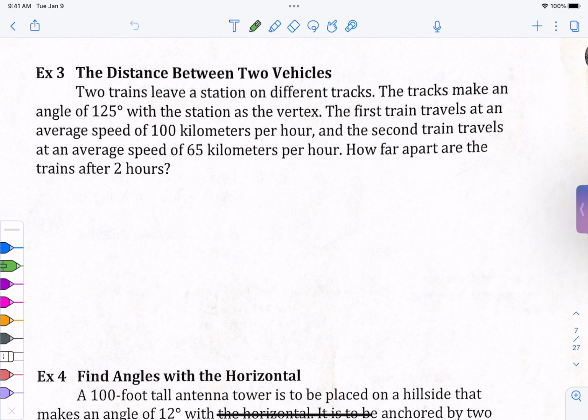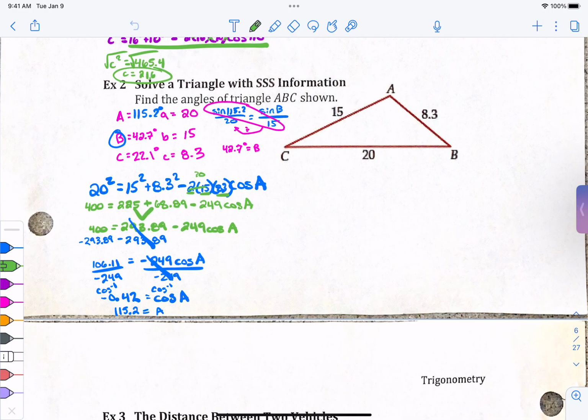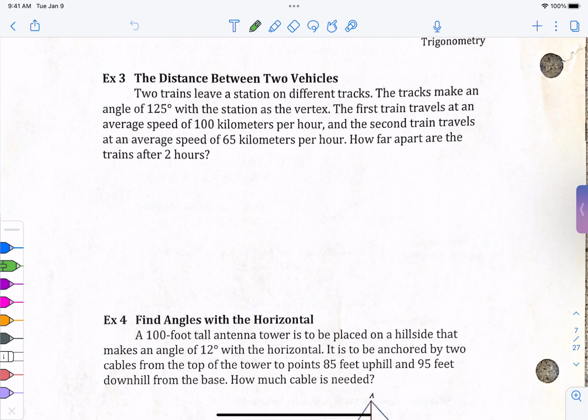We are doing the last two examples on the 10-1 notes, which is the law of cosines. Yesterday we got through example 2, I think, all the way through here. These are the story problems. There is no diagram for example 3, so we have to draw a picture.